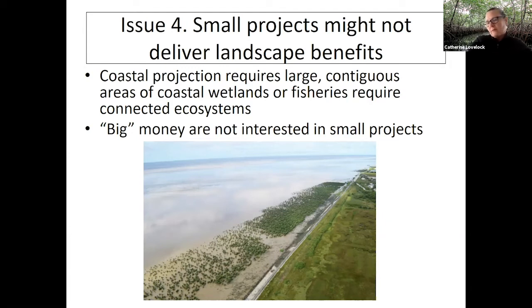Mangroves and salt marshes and seagrasses are fringing. They're often linear features, while in the Amazon forest you can find large continuous blocks. In mangroves, it tends to be spread out over coastlines. Finding large projects is actually quite difficult sometimes.